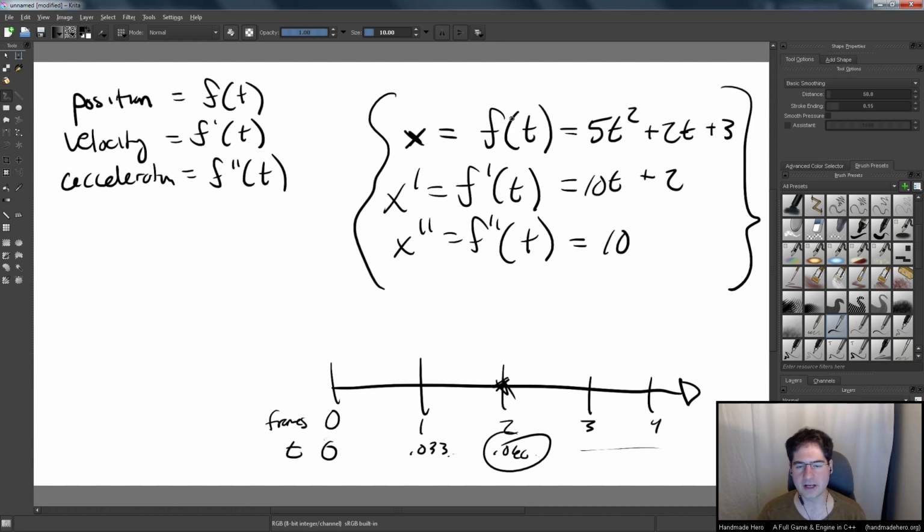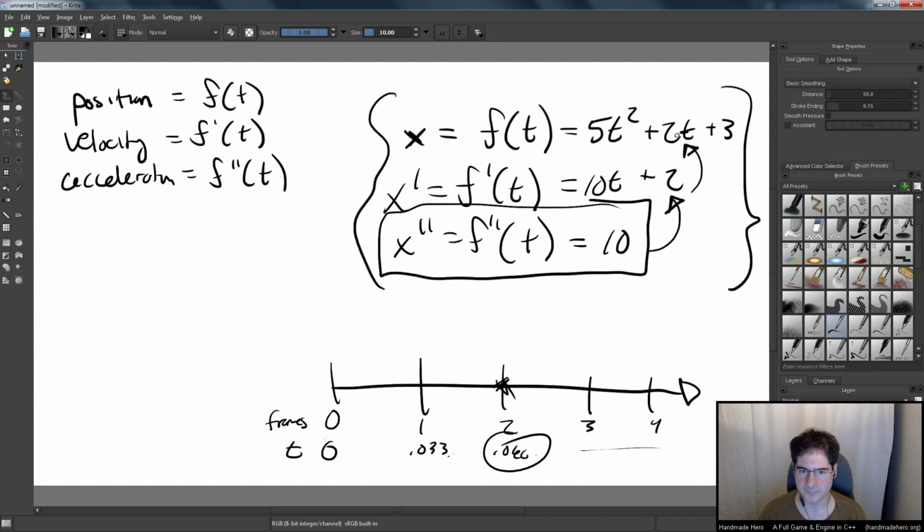So in order to discretize this, hopefully people are comfortable with how to take a derivative and what we did here. And basically what we want to do is say, okay, let's just assume that at every frame, we're going to start down here with a constant acceleration, and then we'll just integrate it up to get our velocity and our position.